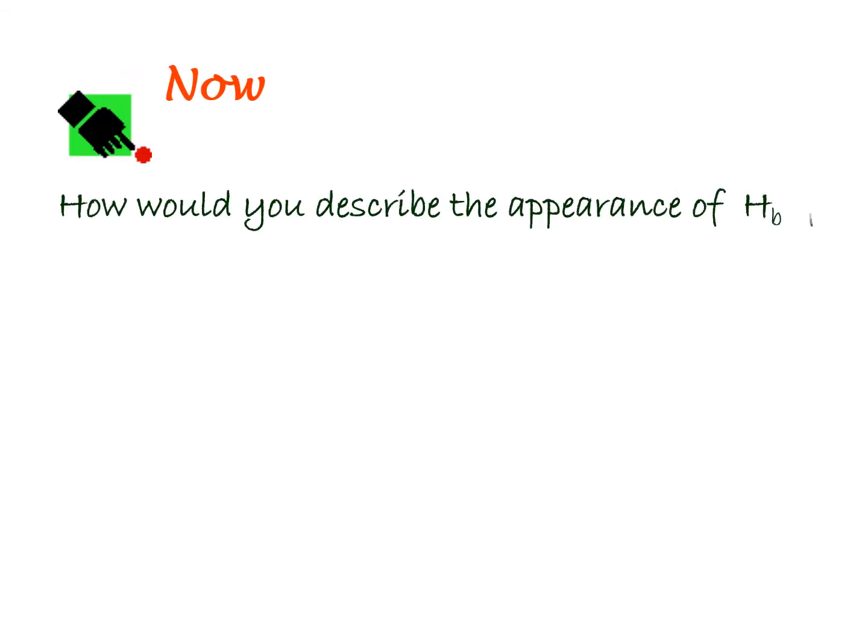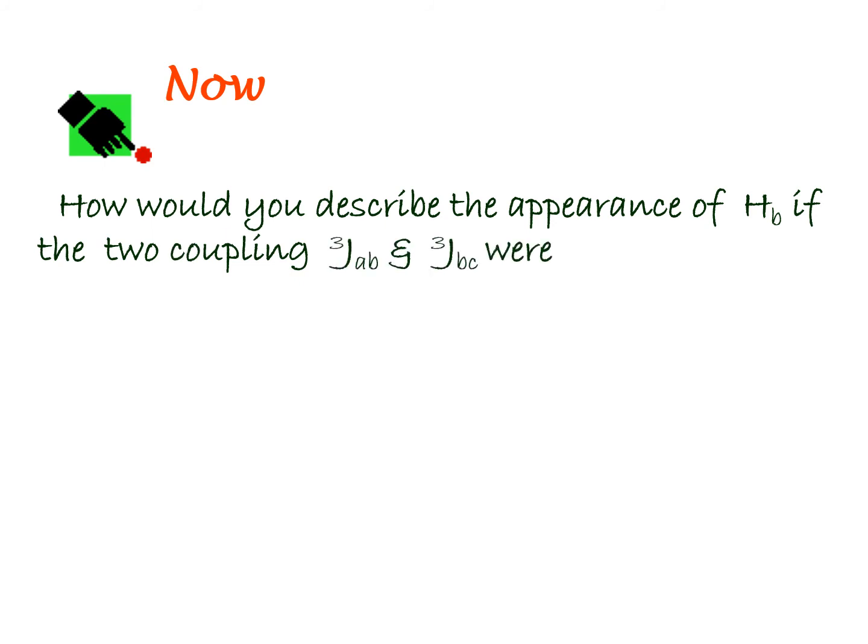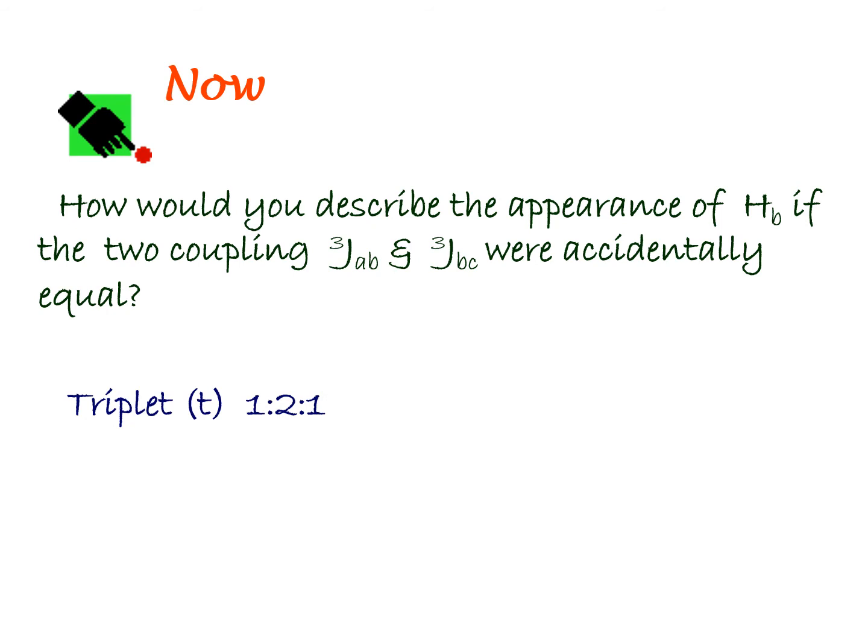Now, how would you describe the appearance of HB if the two couplings J3 AB and J3 BC were accidentally equivalent? So B will see A and C as equivalent. So n will be 2, plus 1 equals 3. So it will be a triplet, 1-to-2-to-1 ratio.